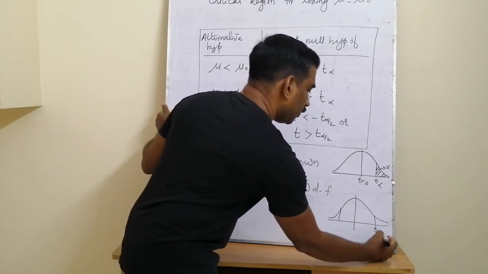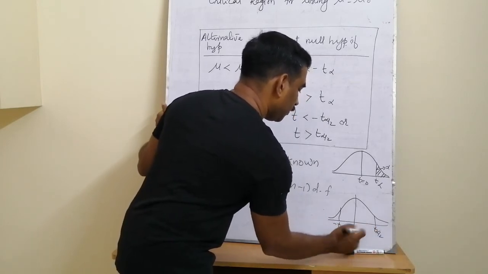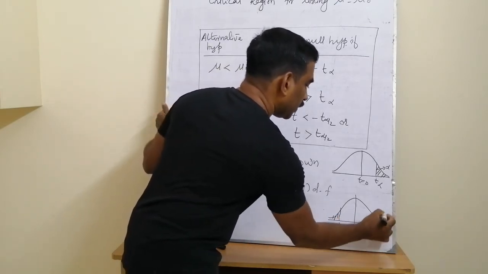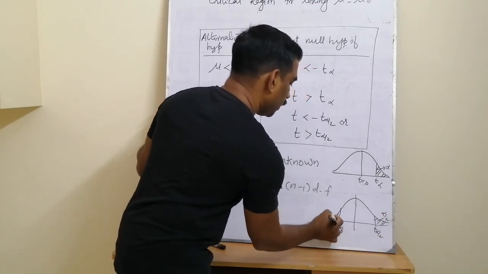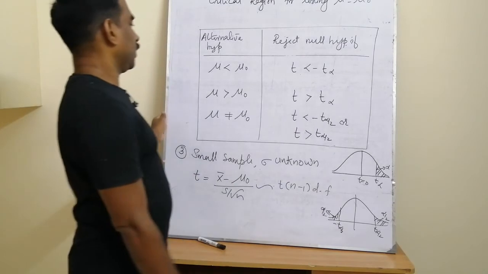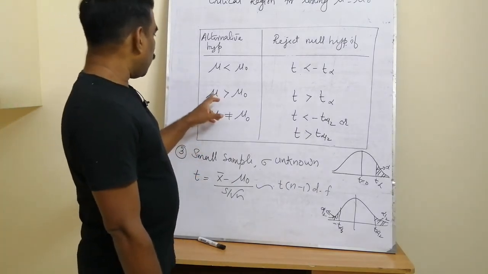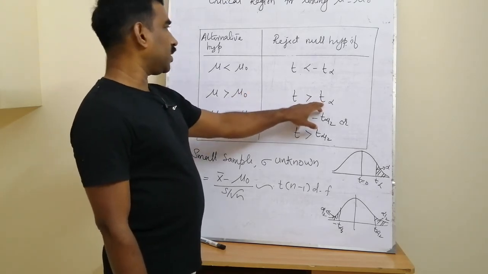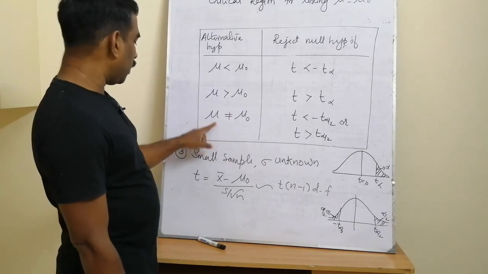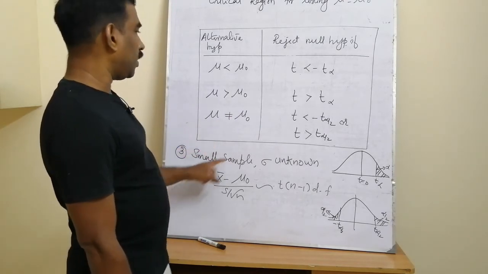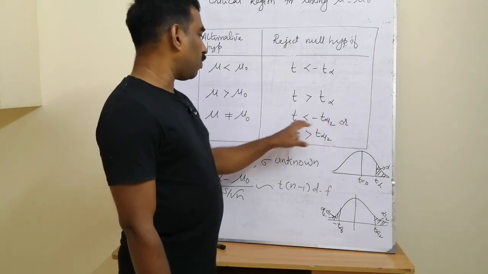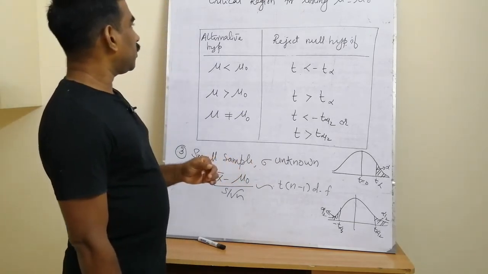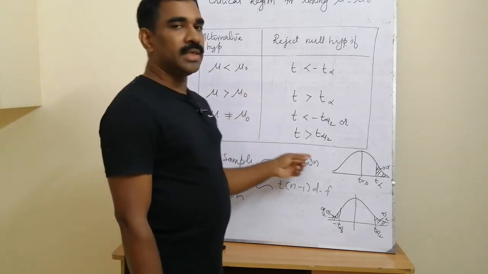This is our T alpha by 2 and minus T alpha by 2, and these two tail probabilities are alpha by 2 each. This is alpha by 2 and this probability is also alpha by 2. Similarly, for the one-tailed alternative mu greater than mu naught, whenever T is greater than T alpha, we will reject the null hypothesis. And for the two-tailed alternative, if the computed value of the test statistic T is less than minus T alpha by 2 or T is greater than T alpha by 2, we will reject the null hypothesis. So these are the critical regions associated with the T test.